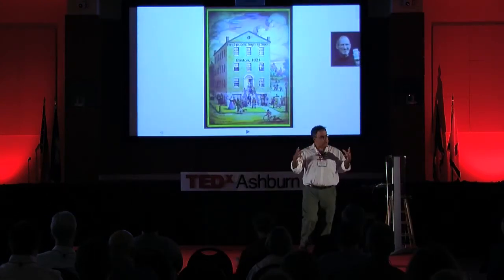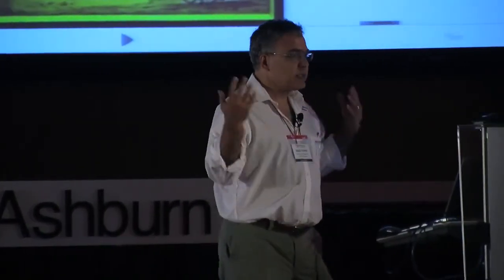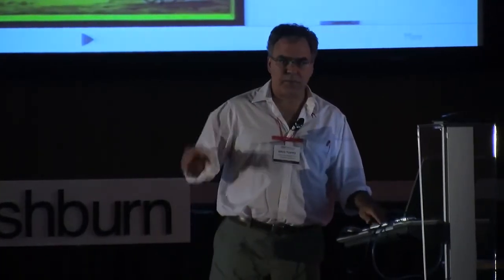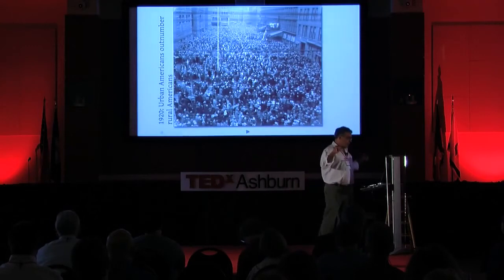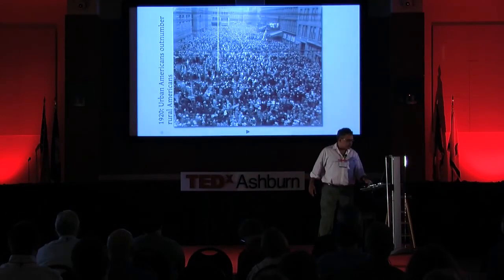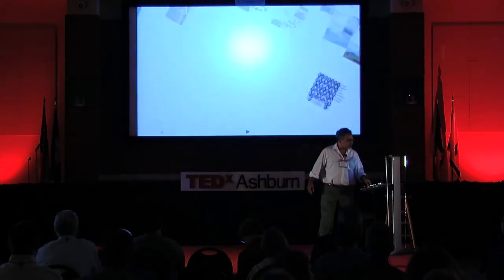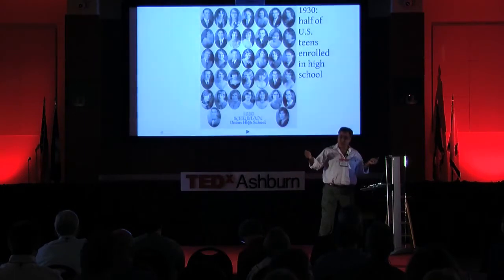We thought, our kids, the jobs that they have in 20, 30, 40 years are not going to be the same ones as we have, so we need to do something different. We need to give them this sort of big, broad education, okay? About 100 years later, urban Americans outnumbered rural Americans, and then 10 years after that, for the first time, half the kids in the US were in high school.